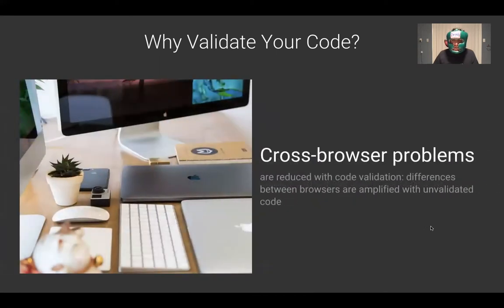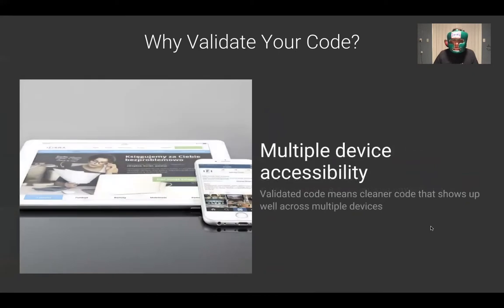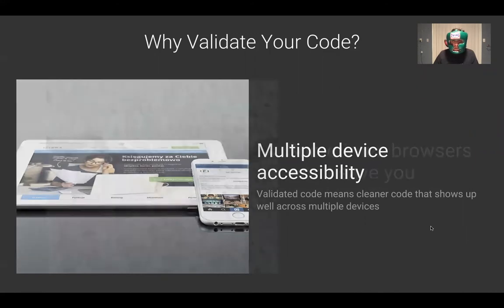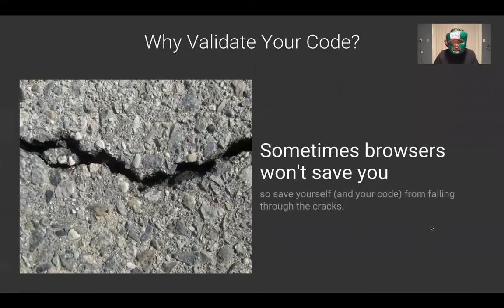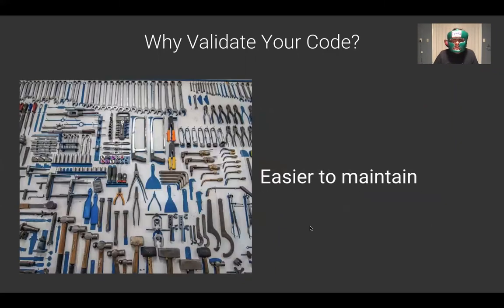And cross-browser problems are reduced with code validation. So differences between browsers are amplified with unvalidated code. So if your code is valid, you have fewer problems switching from Chrome to Safari and so forth. We can talk about multiple device accessibility when we have validated code, because cleaner code shows up well across multiple devices, so you want that. But sometimes browsers won't save you, so you have to save yourself and your code from falling through the cracks. And validated code is easier to maintain.